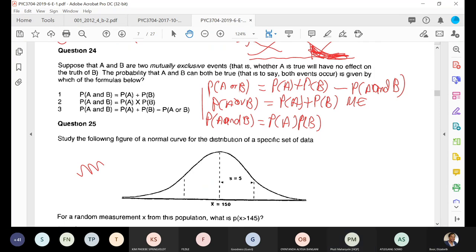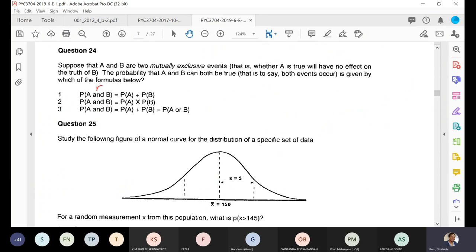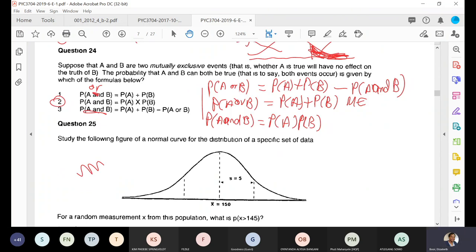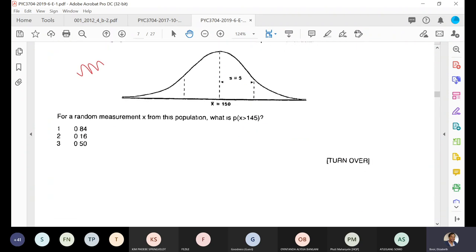Understood. Because for a conditional probability, the probability of A and B will be given by the conditional probability of A given B, because B has a bearing on what happens to A. But in this instance, they say they both cannot affect one another. So therefore, if they can't, they are independent as well. So only option two is correct. This would have been correct if they were not mutually exclusive, but because they are mutually exclusive, this statement there is incorrect. It would have been correct only on that basis. The first one is not correct because this should state or, not and. And only number two is correct. Okay.